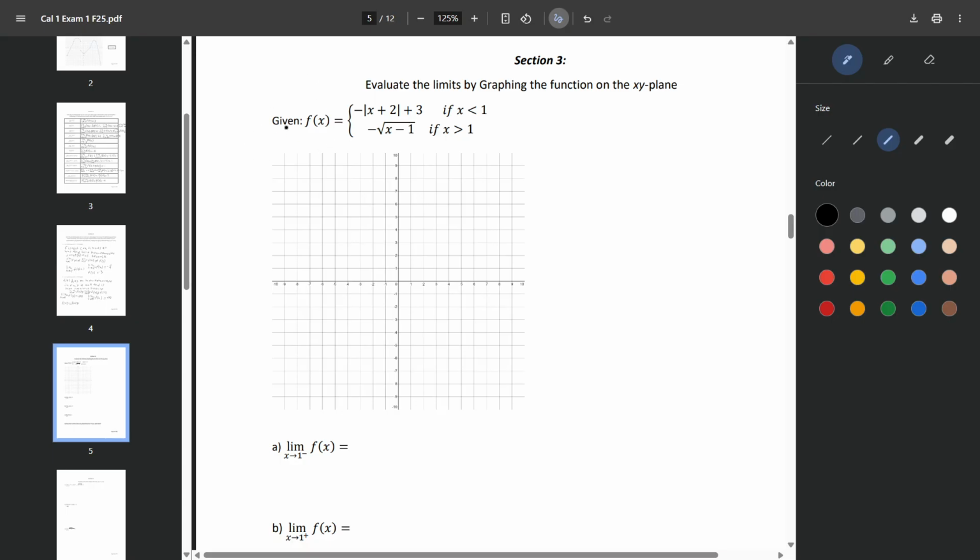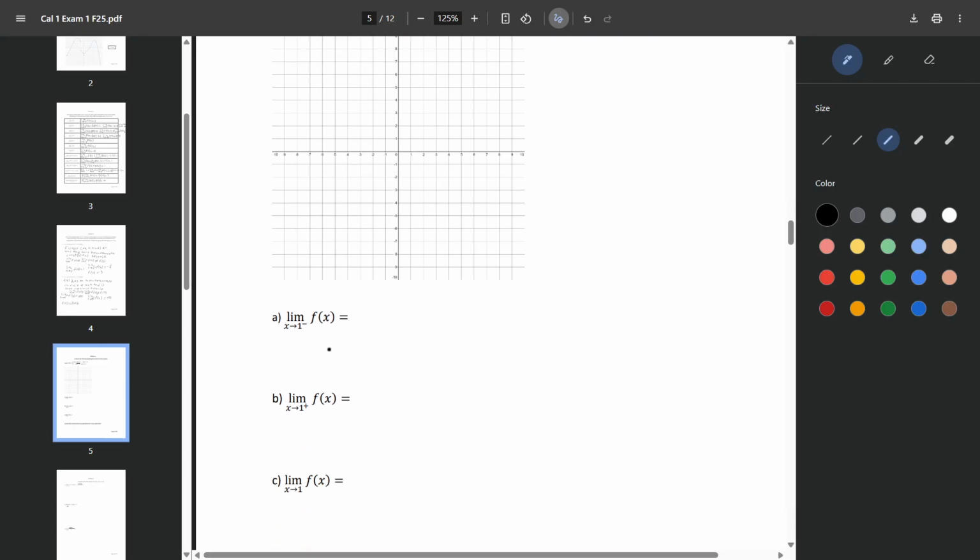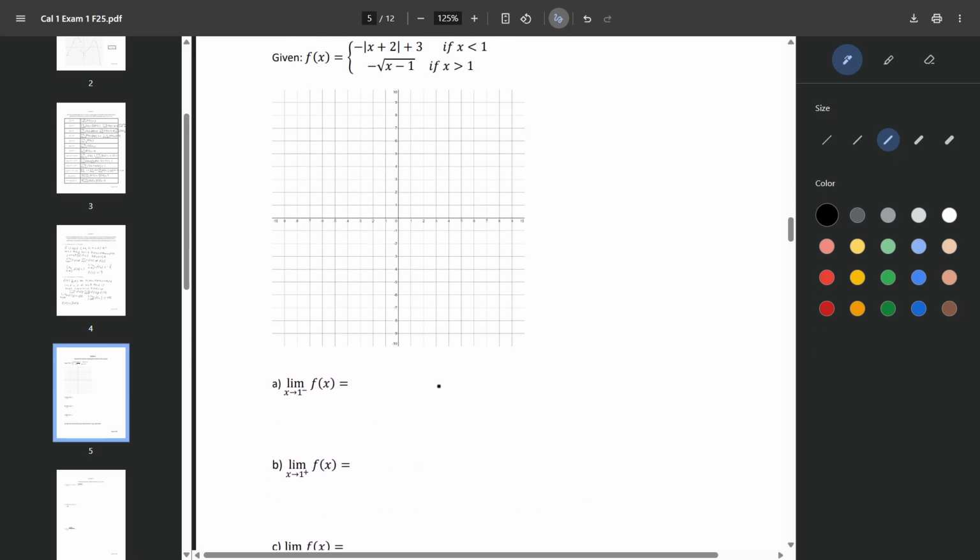So we're given f of x, and this is the equation for x less than 1 and x greater than 1. So the first part is to just graph the equation, as it will give us a better indication on how to solve these 4 problems.